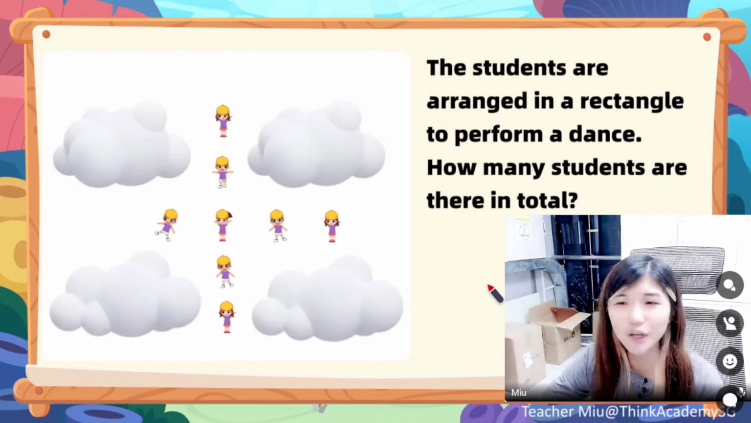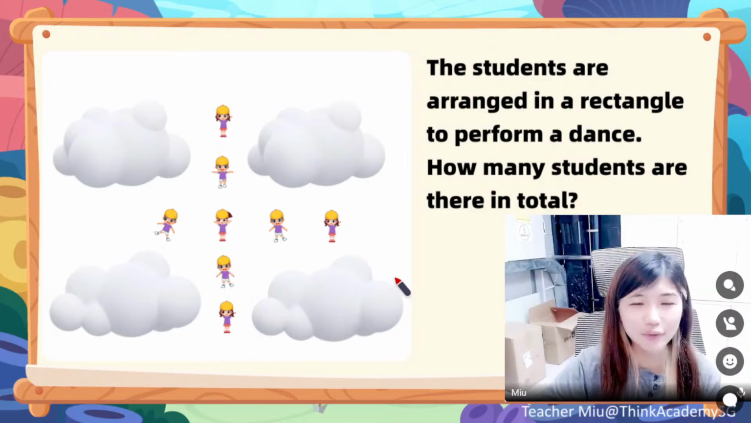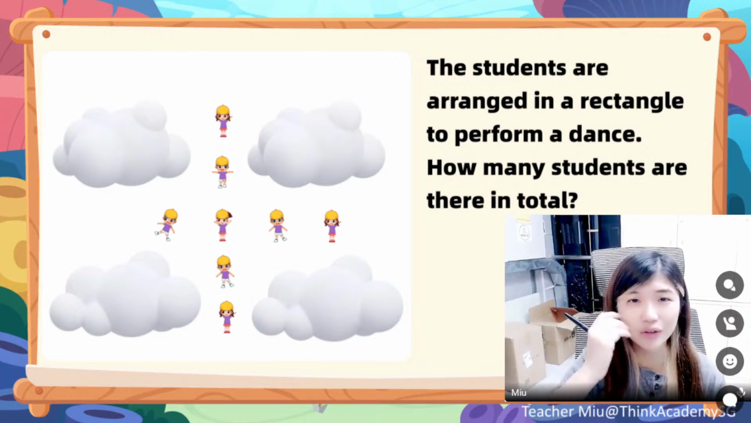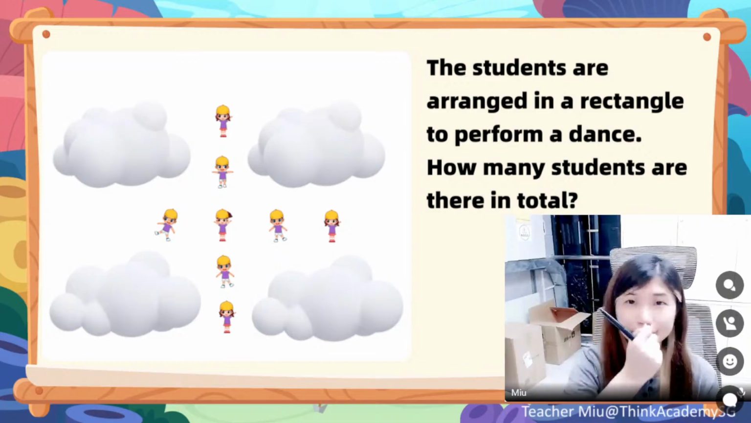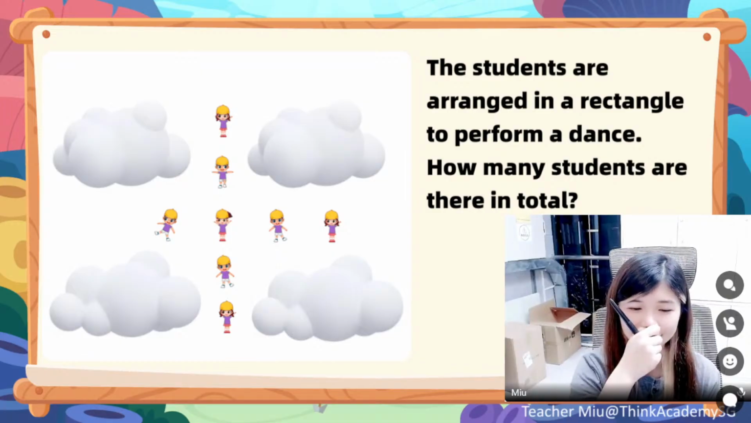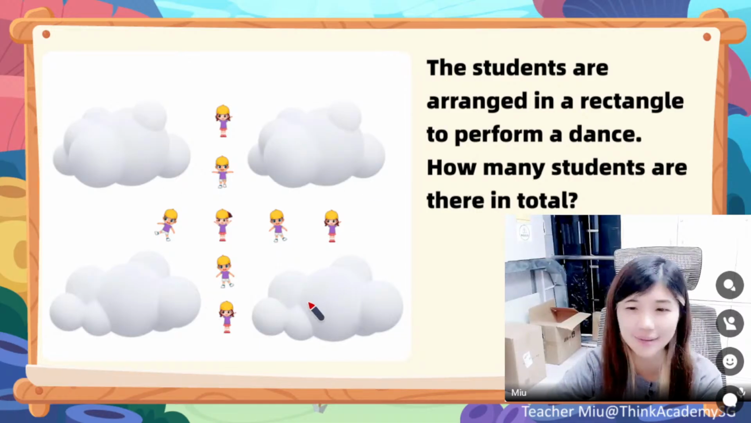Now you will find out that the cloud just covers some of the students. But once again, they are still in a rectangle. Can you just let me know how many students in total? Okay, this one is tricky. Can you find out? So far I get nothing. This is a very tricky one. Some of the clouds just cover some of the students. You cannot see them, can you?